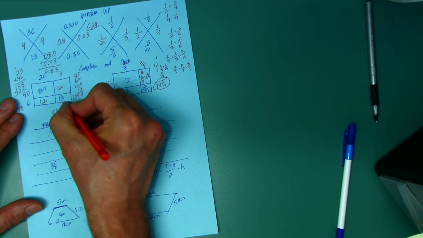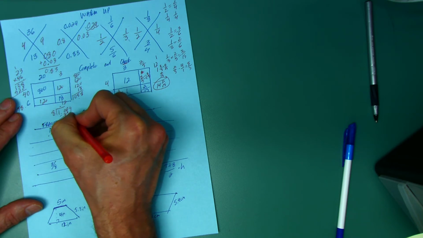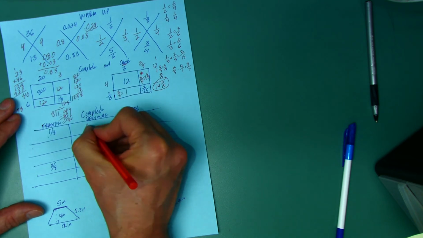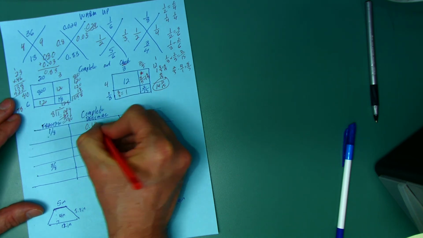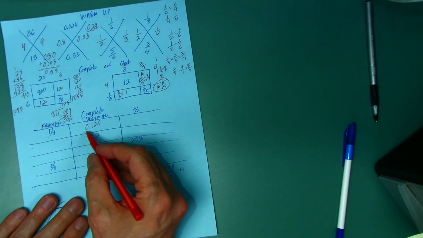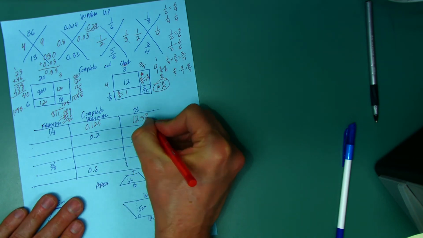8 goes into 20 twice because 2 times 8 is 16. I subtract, I get a 4, so I'm going to add a 0, bring it down, and 8 goes into 40 5 times. So the decimal for 1/8 is 0.125, 125 thousandths. How do I go from decimal to percent? Move it over 2 spots, 12.5%.